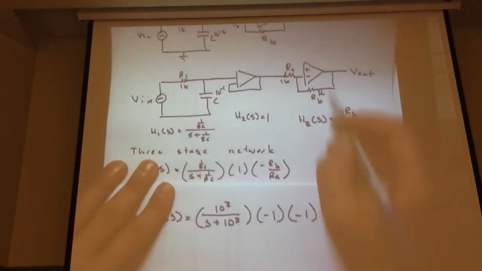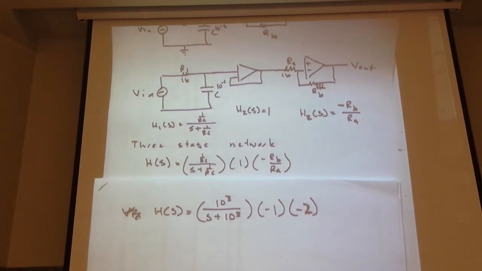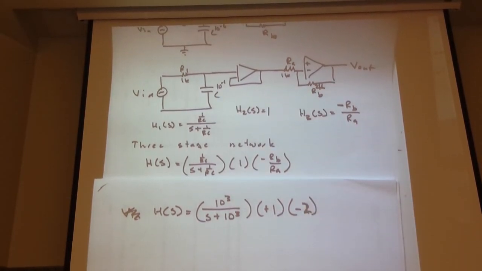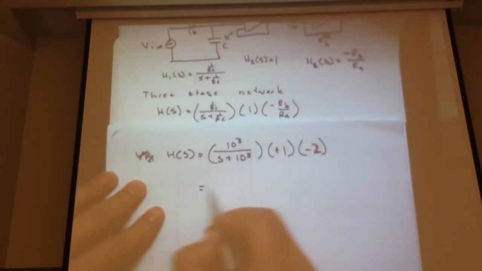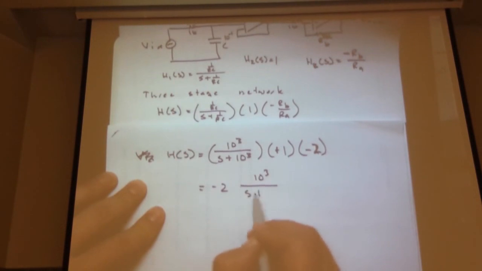Let's change things a bit. Let's make this 2K. Give ourselves a value. Just a quick change. Give ourselves some gain. Oh, yeah, sorry, not a minus 1 there. Sticking too far in. Sorry. So what do we wind up with? Minus 2, 10 to the 3 over S plus 10 to the 3.